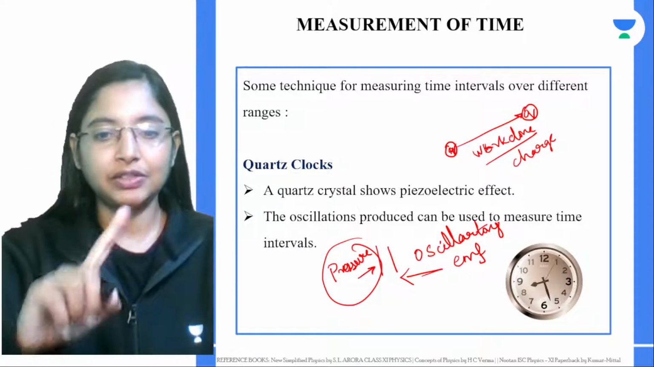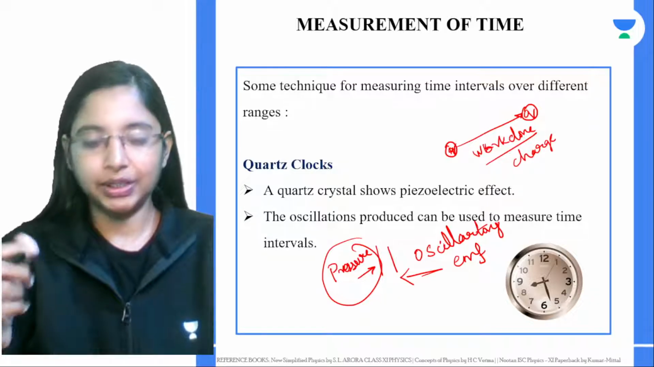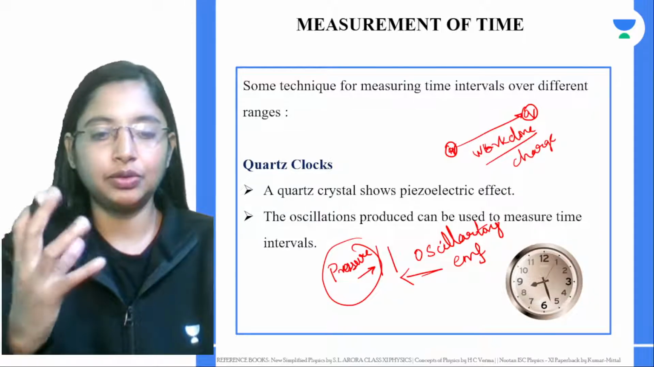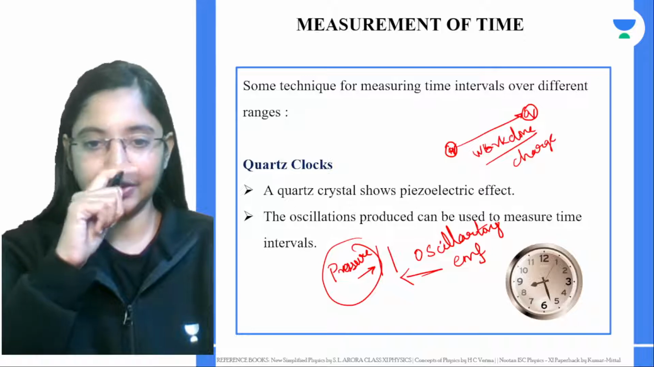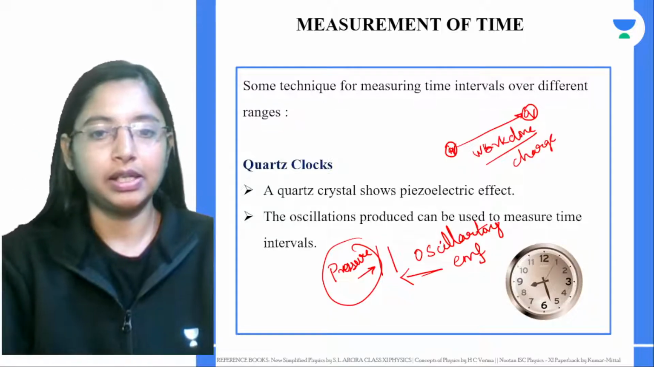So any mechanical stress is converted into electrical. One thing you can see is in your gas lighters. As you click the gas lighter, the pressure that you apply produces a spark. There is a quartz crystal inside it.